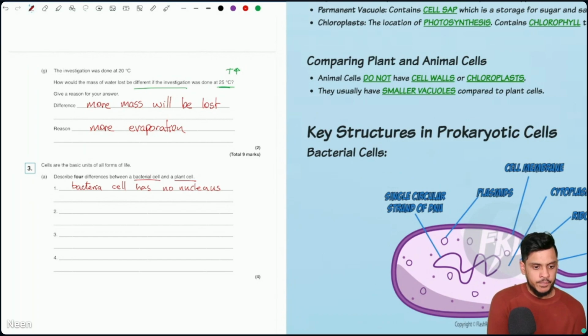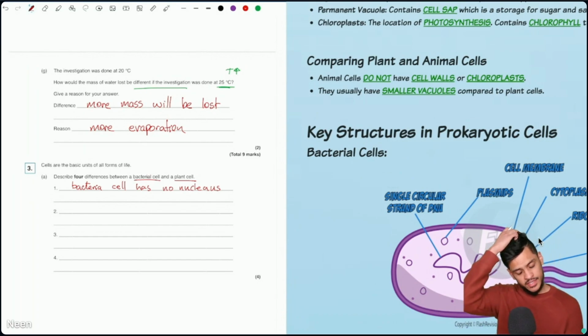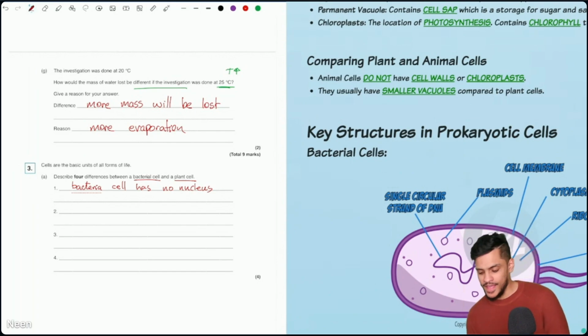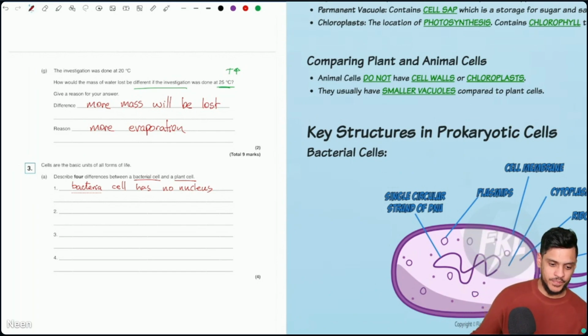What else can we say? So saying that the DNA is free flowing is basically the same mark. Why have I spelled it like this? It's basically the same mark as saying it's got no nucleus. Look at the other things you can say. Plant cell has chloroplasts.